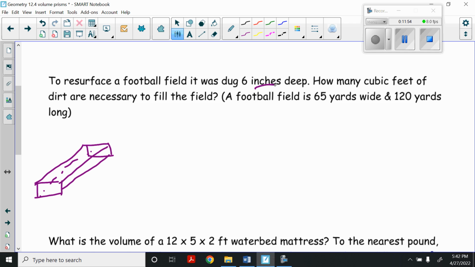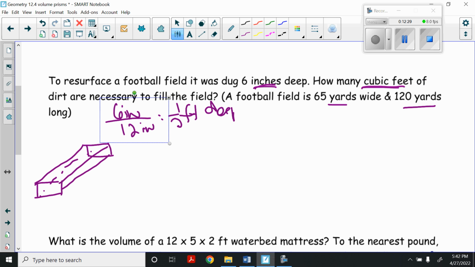So right here, I notice I have inches. I want cubic feet of dirt are necessary. It tells me a football field is 65 yards wide and 120 yards long. So I've got inches and yards, but I want my answer in feet. So I'm going to go ahead and change the inches and the yards to feet before I find the volume. So if I do 6 inches, I want to change that to feet. Well, I know that there are 12 inches in a foot. So 6 divided by 12, I get a half a foot. Okay, so it's a half foot deep.